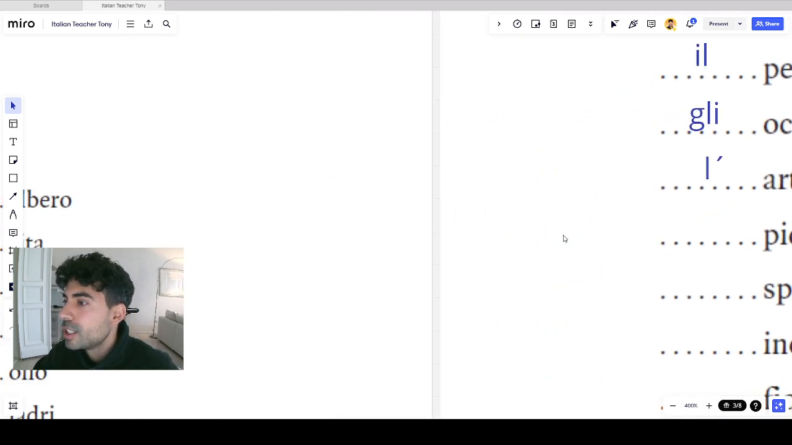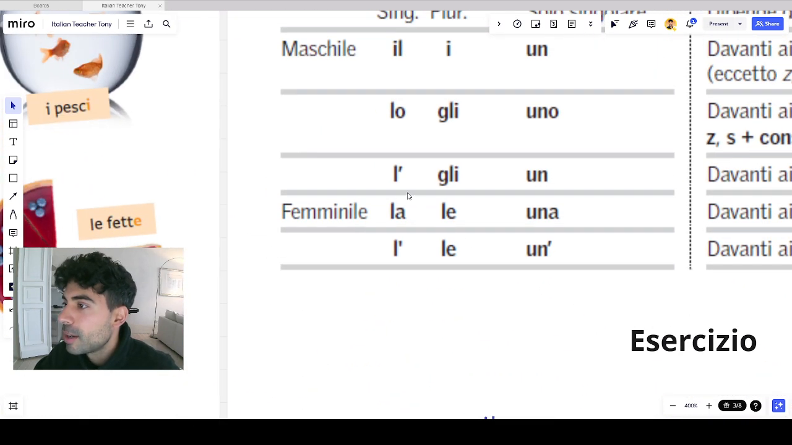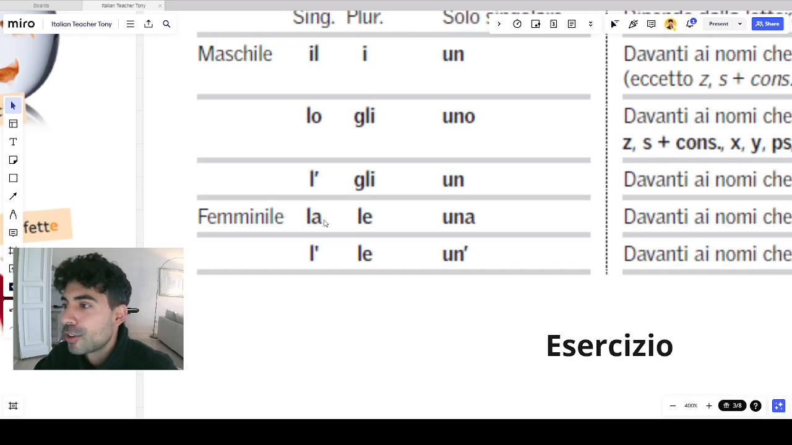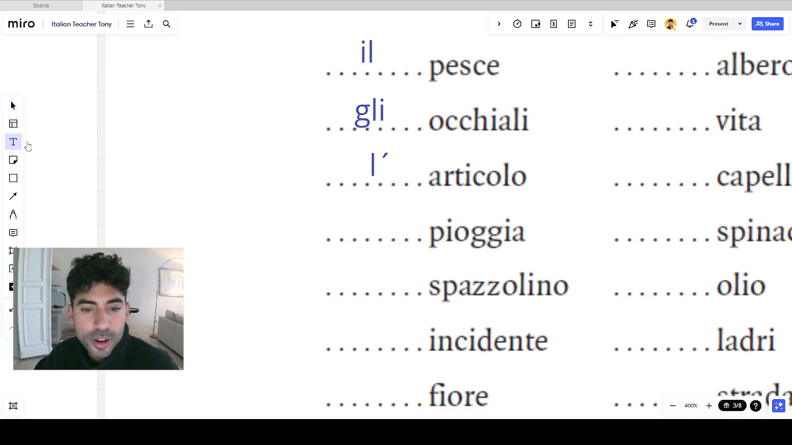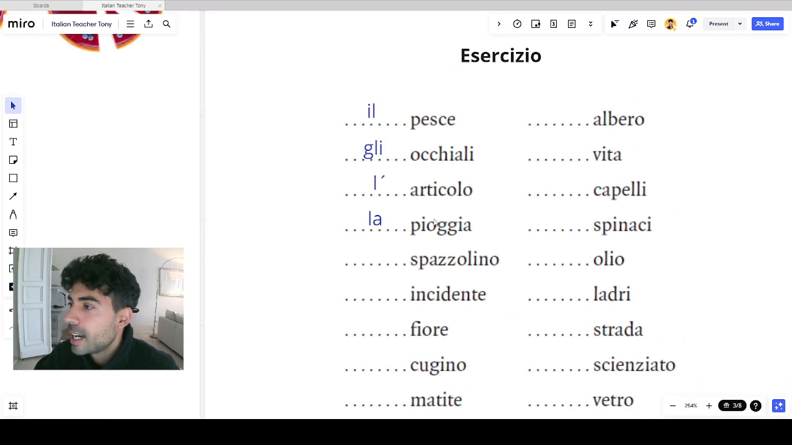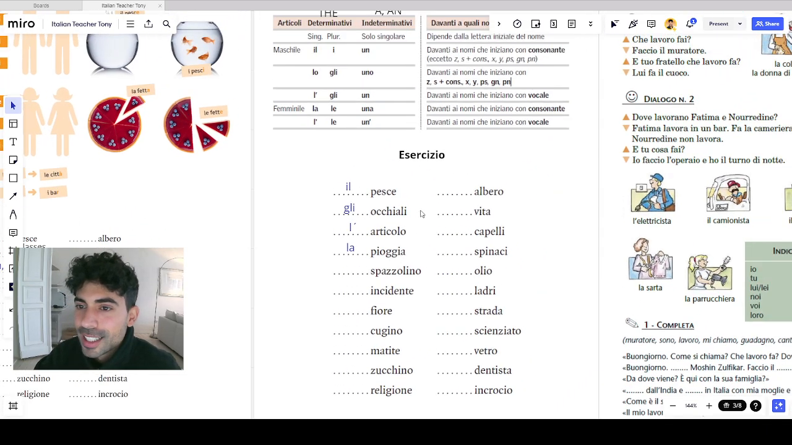The last name we know is pioggia. Pioggia, feminine singular. We are very lucky because for feminine singular, it's either la for consonant or l'apostrophe for vowel. Pioggia is starting with a consonant, so it's going to be la pioggia. And I leave the remaining to you. Just try to practice and get familiar with the rule.